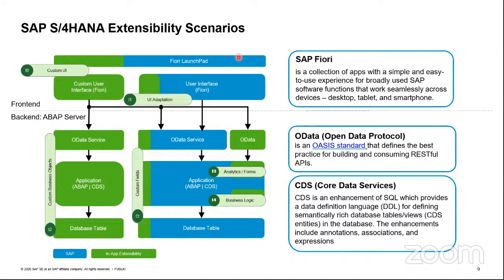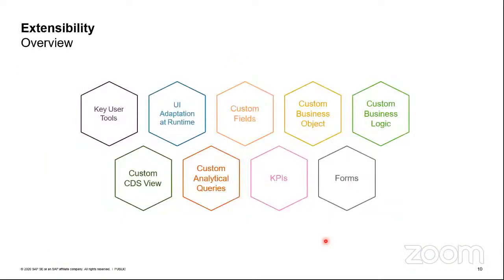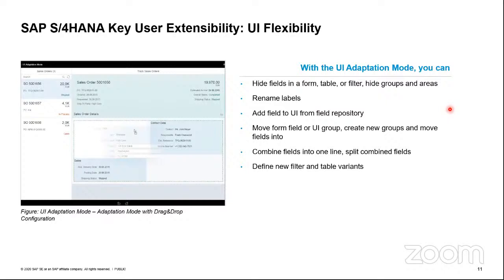Now let's get into the overview of the different extensibility options available for a key user. These are the extensions available for a key user, and let me get into them one by one. The first one is UI flexibility. What does UI flexibility talk about? Basically, these are simple tasks that you can perform on the UI, which include adding a new field, hiding an existing field, adding a new group to your screen, hiding groups, etc.